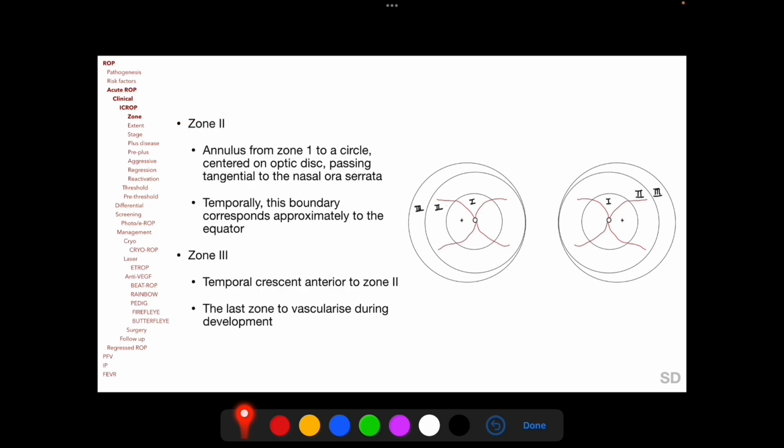Zone 2 is an annulus between zone 1 and a circle centered on the optic nerve head and passing tangential to the nasal ora serrata. Temporally, it corresponds to the equatorial region of the temporal retina. And zone 3 is the temporal crescent anterior to zone 2, and as we have mentioned, it is the last zone to vascularize during development.